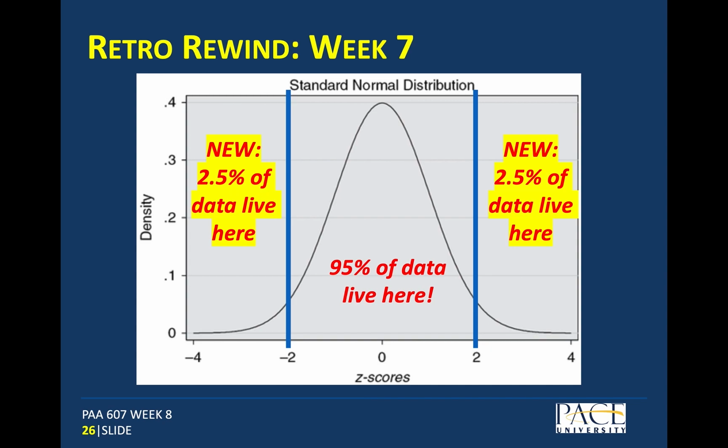So doing a quick rewind from week 7, we still know 95% of our data live between minus 2 standard deviations and plus 2 standard deviations, which means that 5% of our data are outside that. 2.5% of those data are on the low side. 2.5% are on the high side because it's equal on both sides. That's where we're getting the 2.5%. So it's the high side in this case. We're looking at that mean score that's above what we expect.